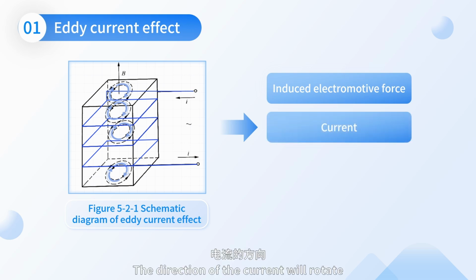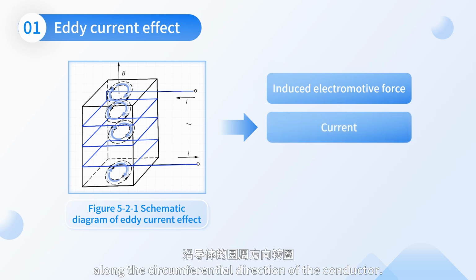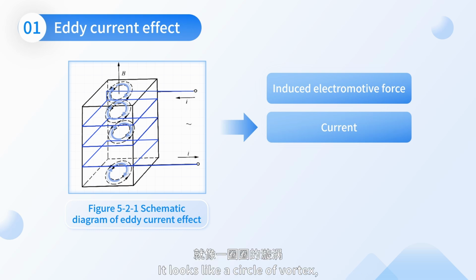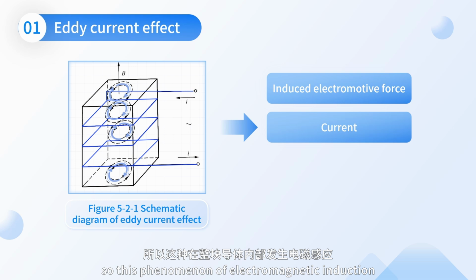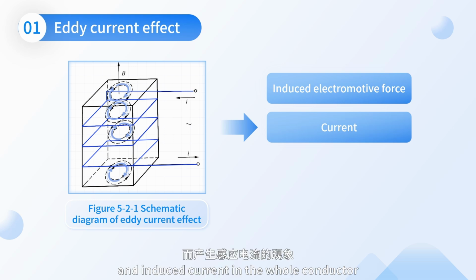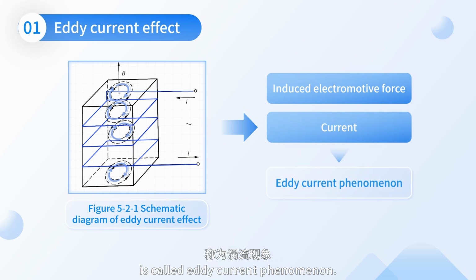The direction of the current will rotate along the circumferential direction of the conductor. It looks like a circle of vortex, so this phenomenon of electromagnetic induction and induced current in the whole conductor is called the eddy current phenomenon.